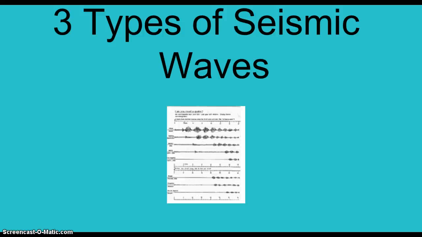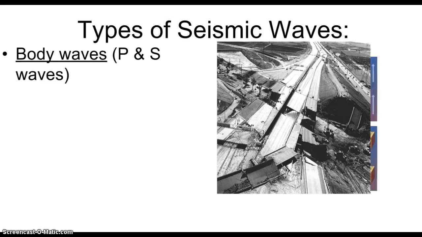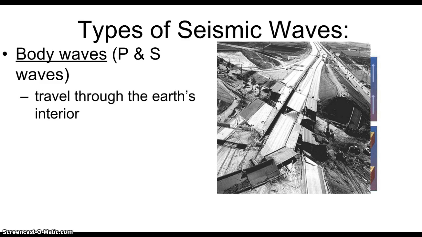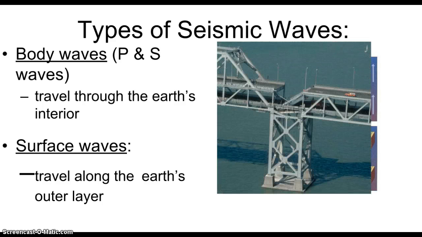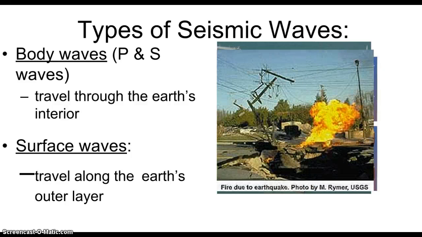There are three different types of waves that come from an earthquake. The first type are the body waves, and those are known as the P and S waves, and they can travel through the interior of the Earth, whereas the surface waves are what travel along the Earth's outer layer and usually cause the most damage.